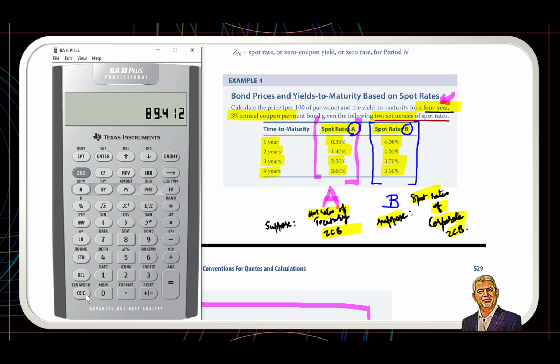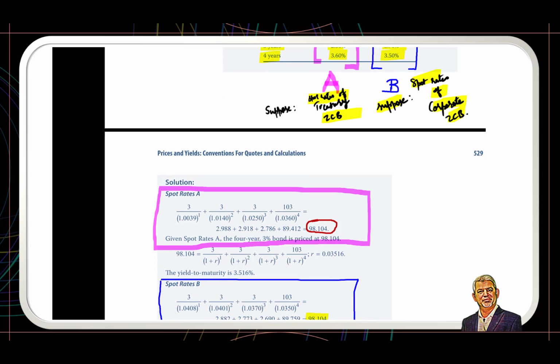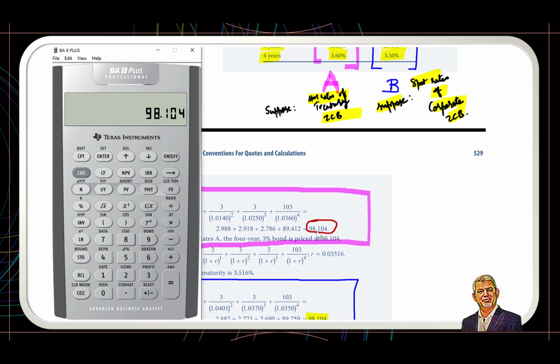So let us do that: recall 1 plus recall 2 plus recall third memory slot and then recall fourth memory slot equals to, so this gives us 98.104, and even in the curriculum this number is given here, 98.104. So when we used series A of spot rates, we got the bond price as 98.104.